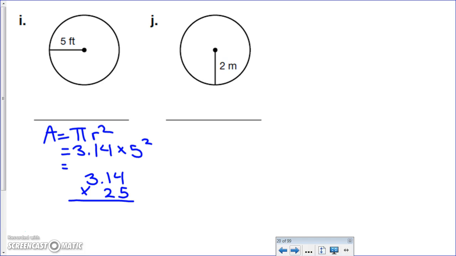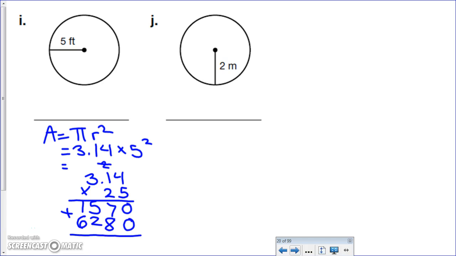5 times 4 is 20. 5 times 1 plus 2 is 7. 5 times 3 is 15. Put the placeholding 0 down and cross out the 2 because we've used it. 2 times 4 is 8. 2 times 1 is 2. 2 times 3 is 6.